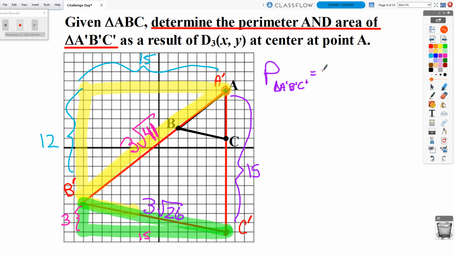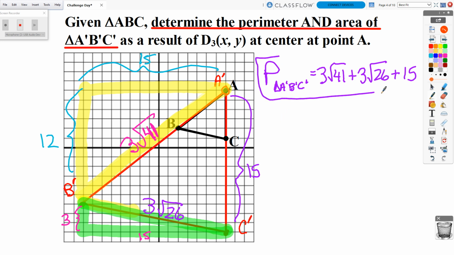So the perimeter is just going to look like this, and it's going to look a little weird, but it's going to be 3 times the square root of 41 plus 3 times the square root of 26 plus 15. Now, if I want, I could figure out what that is approximately as a decimal, and you could do that if you want, but this is the exact answer, and this is the way that I'm going to leave it for right now. All right, so there's perimeter.